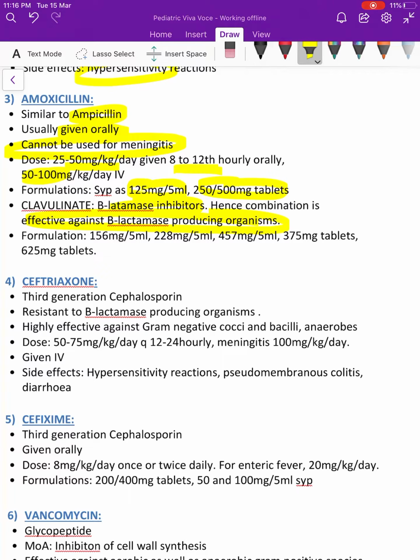How is this formulation available? It is available as amoxicillin with clavulanic acid. Okay, so 156 mg per 5 ml or 228 mg per 5 ml or 457 mg per 5 ml, or as tablets, 625 mg tablet or 375 mg tablets.